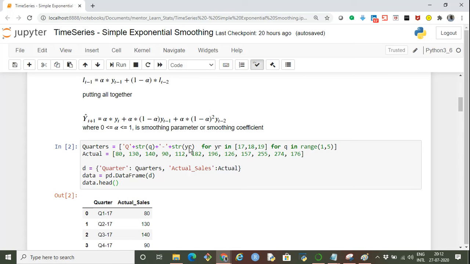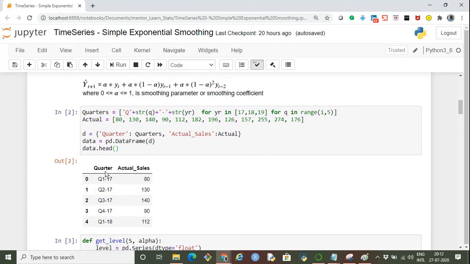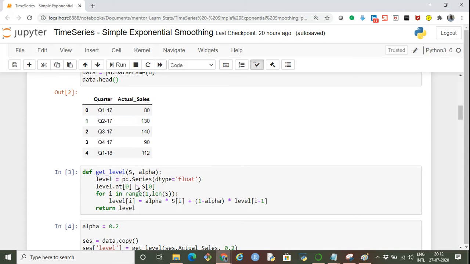So let's take an example. What we are going to do is create a data frame in which we have the quarters like Q1 2017, Q2 2017, Q3 2017, Q4, and so on. We are taking it for the years 2017, 2018, 2019, and we have the sales value for each of the quarters. So we have created a data frame here. Now we first have to create the level. So how do we create a level?